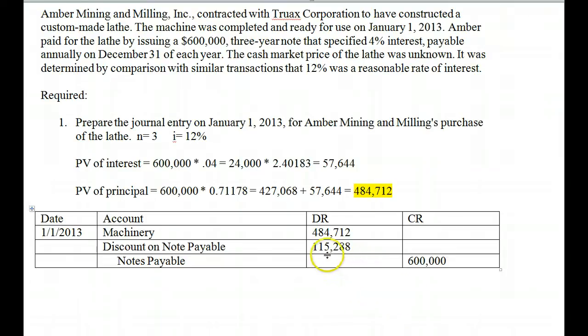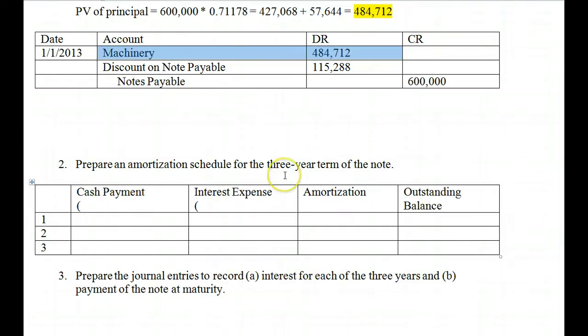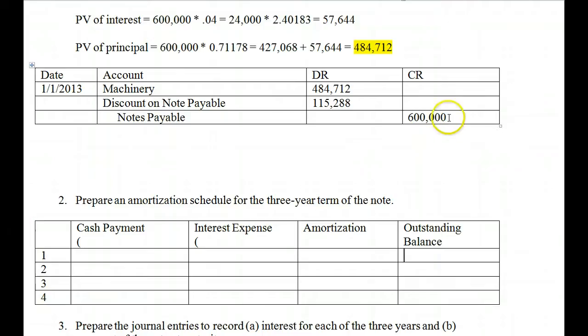So that's the first step. Anytime you have an unrealistic note, the first thing you need to do is find the present value so that you can value your asset that you signed that note for. Now, the second thing says prepare an amortization schedule for the 3-year term of the note. So again, our note starts out, and I think I need one more column here. We need 4 lines in total, but we start out at the carry value of the note, which is the note payable netted with its discount if it exists. Now in this case it's going to be 600,000 netted with the discount. So on day 1 your carry value of your note or outstanding balance of your note is 484,712, the actual present value of the note.